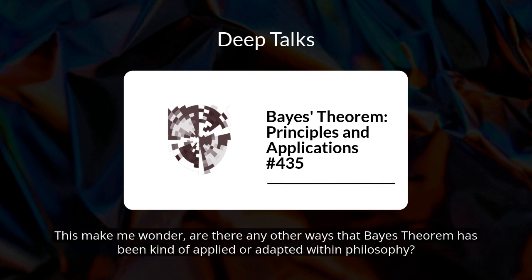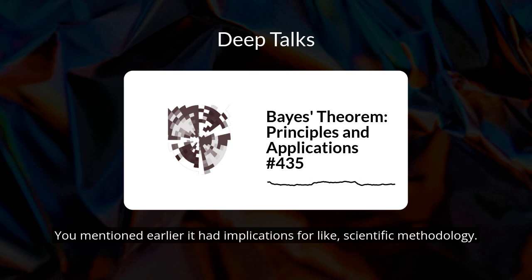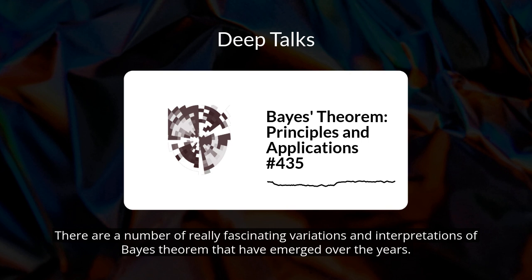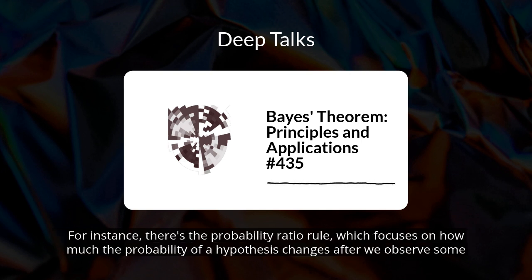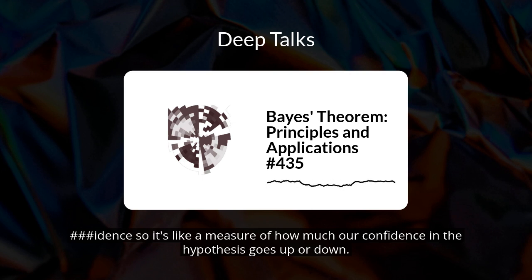This is making me wonder, are there any other ways that Bayes' theorem has been applied or adapted within philosophy? You mentioned earlier it had implications for scientific methodology. Absolutely. There are a number of really fascinating variations and interpretations of Bayes' theorem that have emerged over the years. For instance, there's the probability ratio rule, which focuses on how much the probability of a hypothesis changes after we observe some evidence. So it's like a measure of how much our confidence in the hypothesis goes up or down.